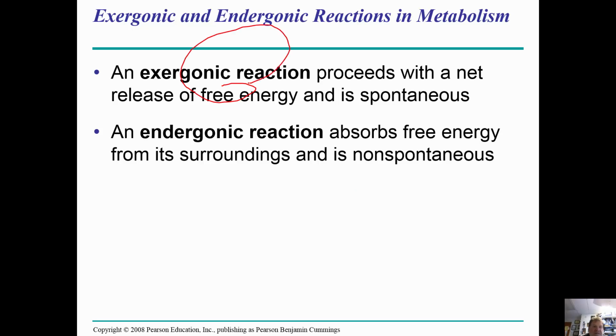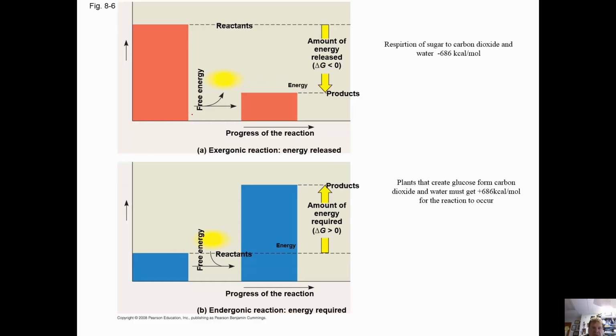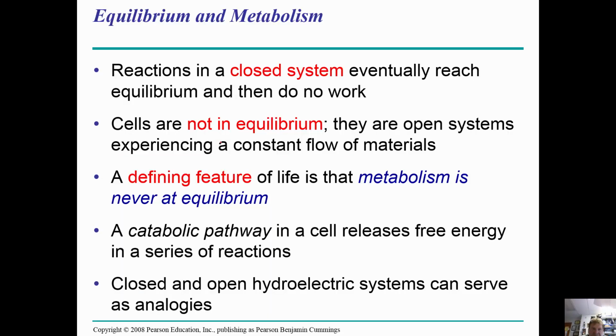Exergonic reactions proceed with a net release of free energy, and they're spontaneous. An endergonic reaction absorbs free energy from its surroundings and is not spontaneous. Here we see reactants, products, free energy, and the amount of free energy released to our products. So this is an exergonic reaction, this is an endergonic reaction. We release free energy for an exergonic reaction, and we need to add free energy for an endergonic one. And again, this free energy can be used.